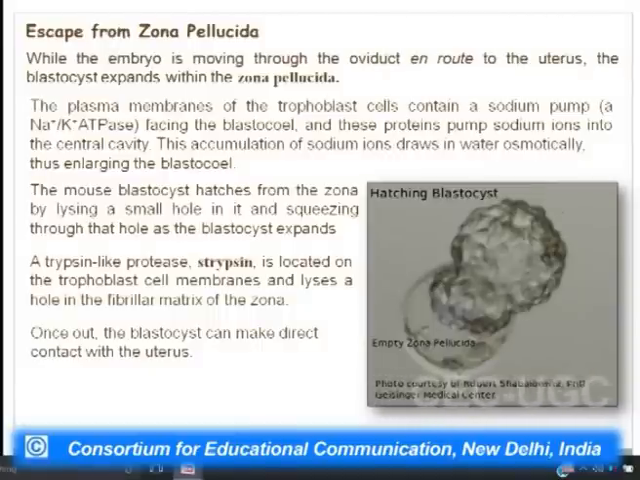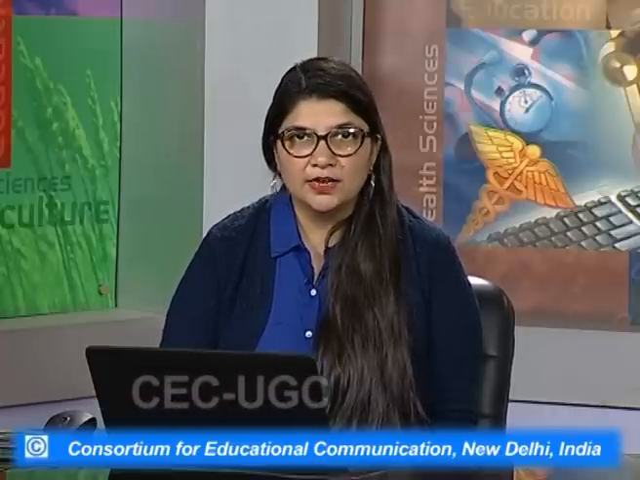So, this hatching is very important. The zona pellucida prevents the implantation at any other portions apart from the uterus. So, while the blastocyst is transported from the fallopian tube, it does not allow the blastocyst to implant at any part of the fallopian tube or at any part of the uterus apart from where the implantation needs to take place. So, hatching out from the zona pellucida leads to the next step, that now the blastocyst can be implanted into the uterine wall.